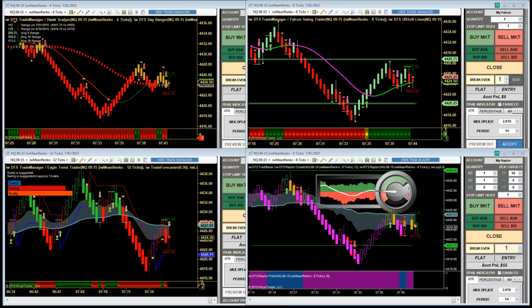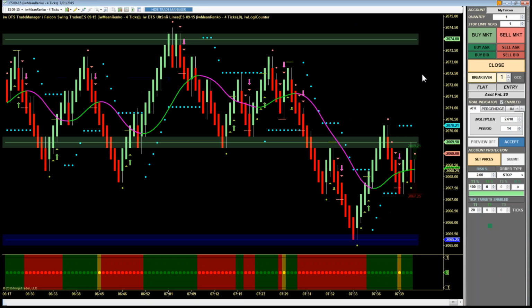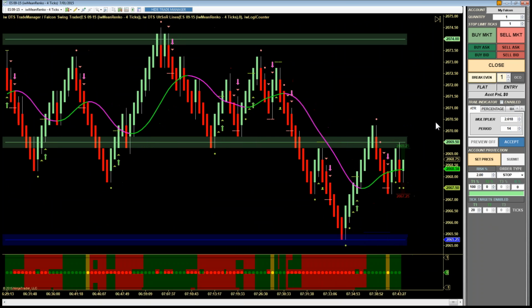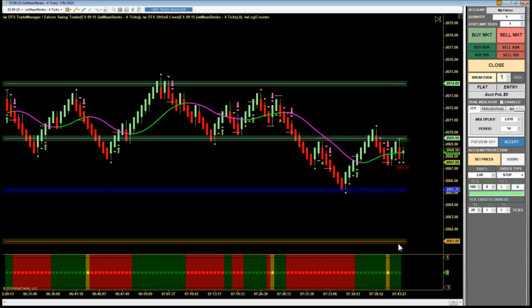All right, we got the E-mini loaded, and Bob says, can we look at the E-mini on the support and resistance suite? Absolutely, Bob. There you go. So we just recently took a bounce here off of the primary resistance line. That's the one above our median line.